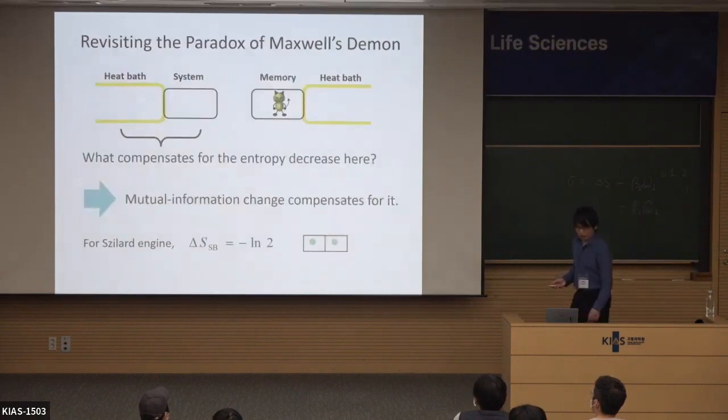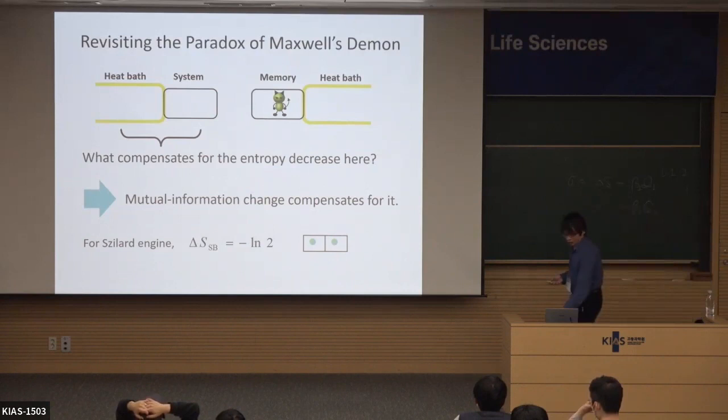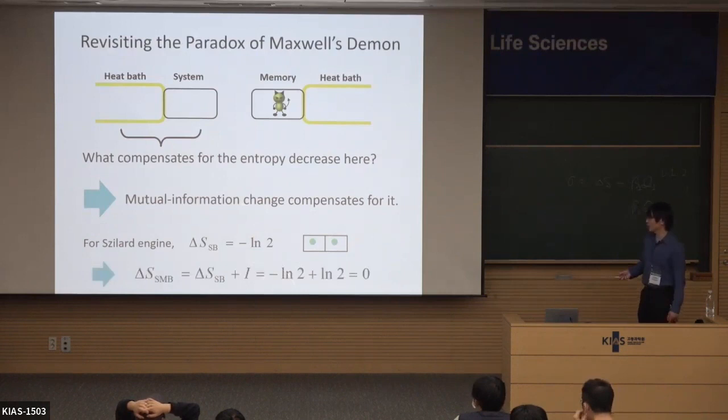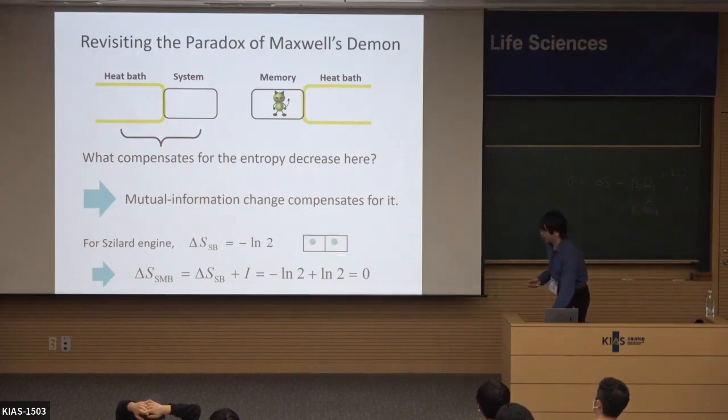The argument that I have been discussing is that the mutual information change compensates for it. If we take into account the mutual information as a part of the entropy production, then it compensates for this minus log 2, because the total entropy production is given by the sum of the entropy change in the system and the mutual information. And in this case, the mutual information change is given by log 2. So we have minus log 2 plus log 2, which is just 0. In the case of the Szilard engine, the apparent entropy production was negative, but if we appropriately sum the mutual information term, then everything is fine and the total entropy production is just 0. So this is a very simple and almost trivial understanding of how Maxwell's demon is consistent with the second law of thermodynamics.